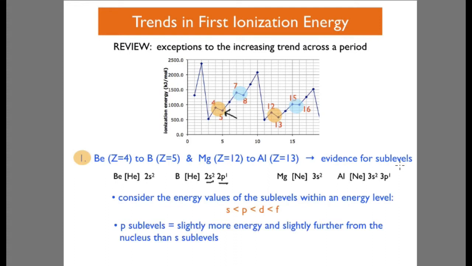So here, the P sub-level has slightly more energy and is slightly further away from the nucleus than the S sub-level here. So it's easier to lose this electron, requiring less energy than it is to lose this one, because you're just removing the first P orbital here.